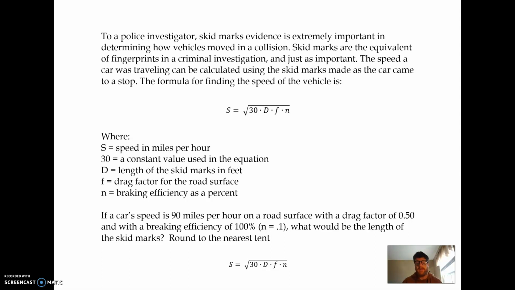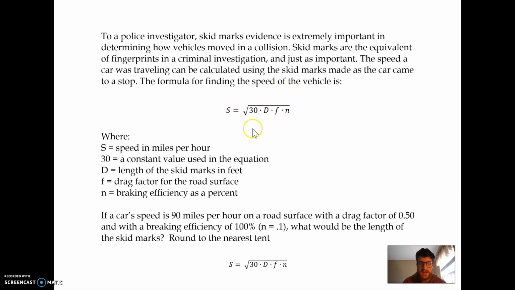Hi everyone. So I've been getting a couple questions on one similar to this over the course of the last couple days, so I figured I'd shoot a quick video on it. So basically it gives you the formula for being able to analyze a skid mark like a police officer would. S meaning speed. So by filling in the other variables, you would be able to figure out a rough estimate of how fast the car was going.